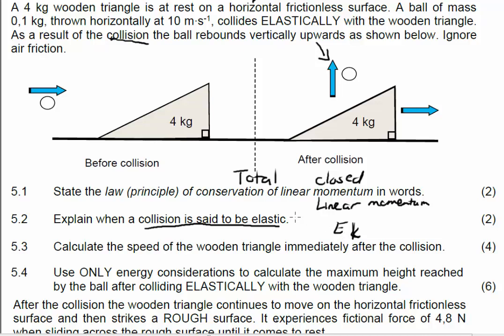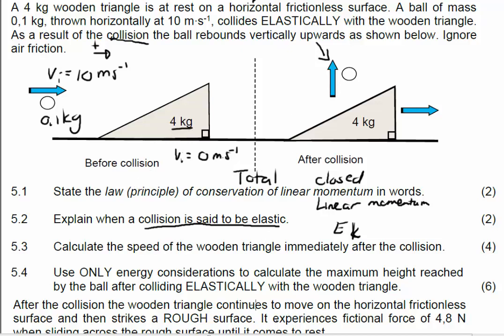Question 5.3, calculate the speed of the wooden triangle immediately after the collision. So before the collision, we can see here that the initial velocity is going to be 0 meters per second for the block. And if we look at our little ball here, it has initial velocity of 10 meters per second. So because this ball is traveling to the right, I'm going to make to the right positive. Then we also know the mass of this ball 0.1 kilograms and the mass of the triangle 4 kilograms.